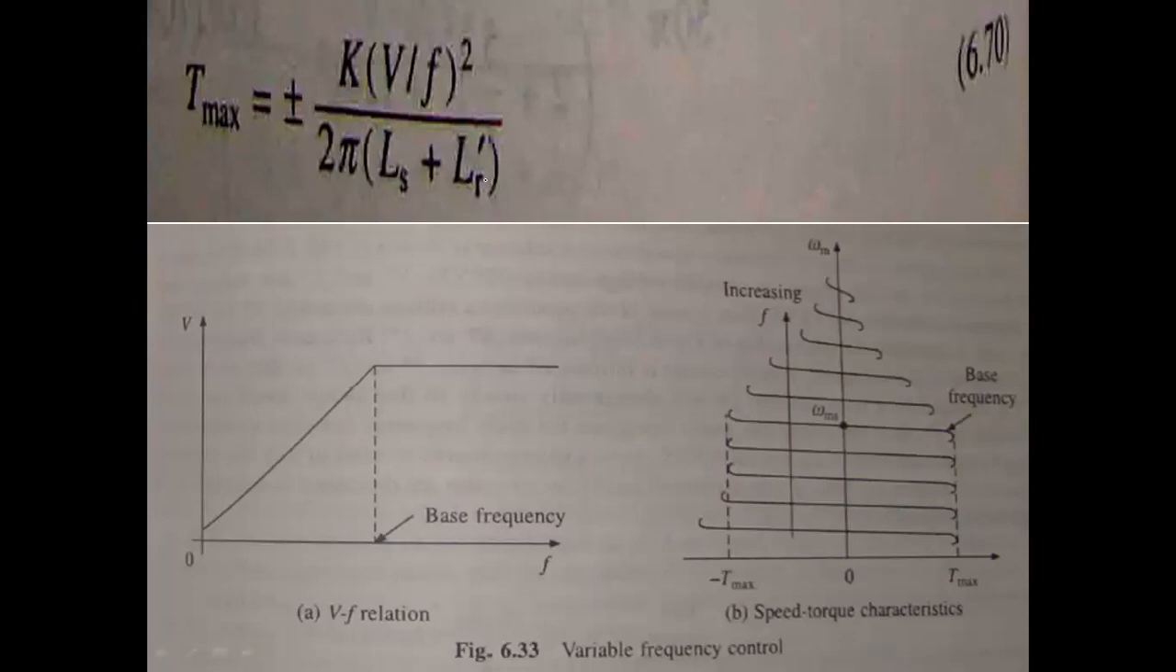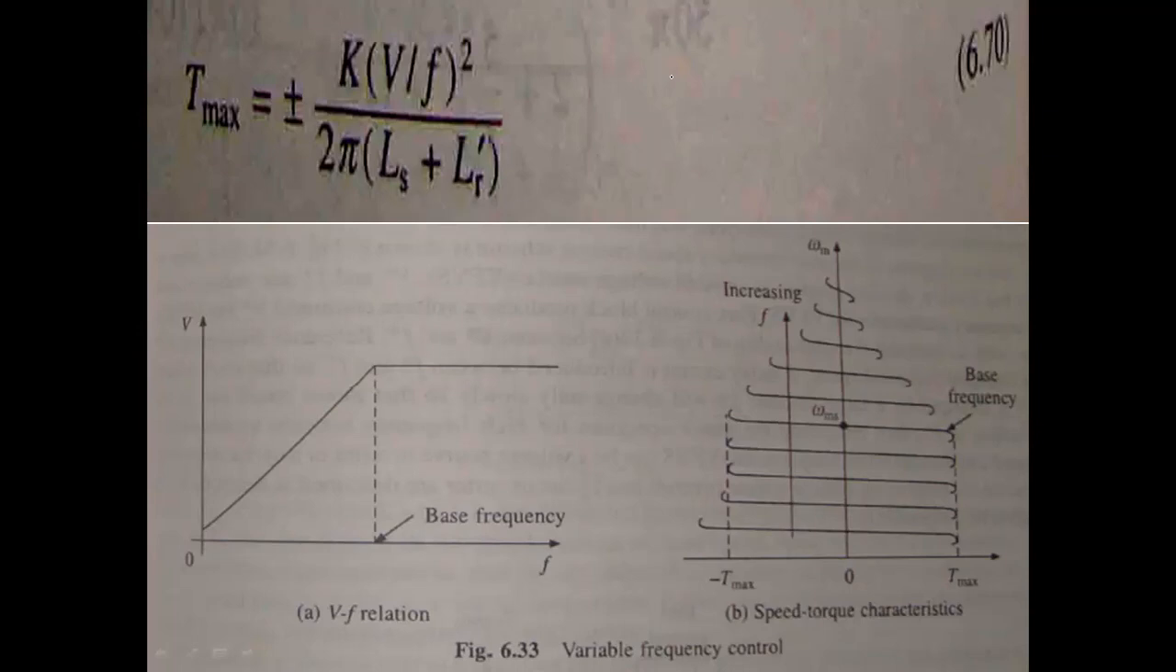Okay, so as the frequency is not low, I am neglecting the (Rs by f) whole square term, because it is very much less than the 2 pi into Ls plus Lr dash term. So I can neglect it and modify the equation. So this is 6.70.